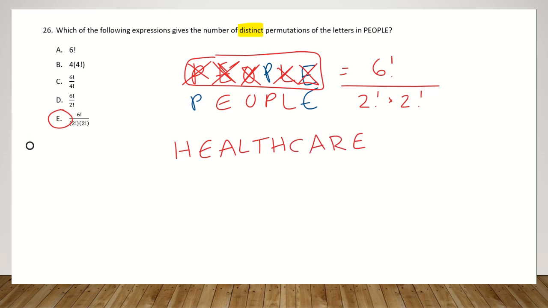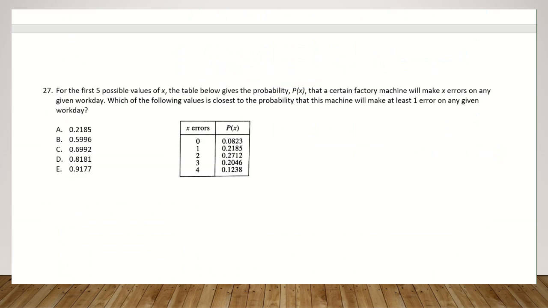All right, so in the word healthcare, we have 1, 2, 3, 4, 5, 6, 7, 8, 9, 10 letters. But what about repeats, right? I have 2 E's, and I have 2 A's, and I have 2 H's. So we'd have to divide out the 2 H's, the 2 E's, and the 2 A's in order to get the actual distinct permutations. All right? So hopefully that makes sense.